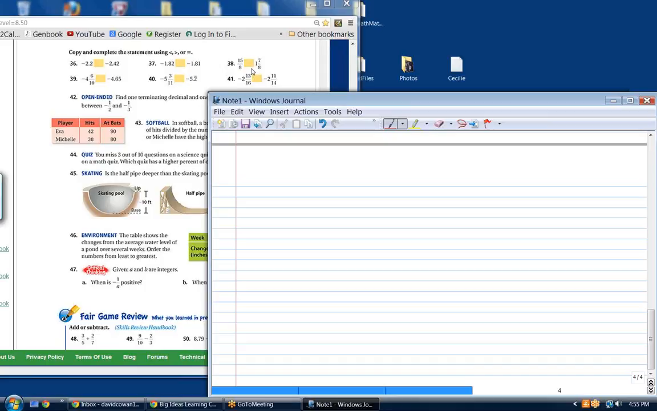How about 38? Okay, 38 would be the same because 1 7/8, if you turn it into an improper fraction, it would come out as 15 over 8. This is a proper fraction, and this is an improper fraction. Okay. About 40 rather.